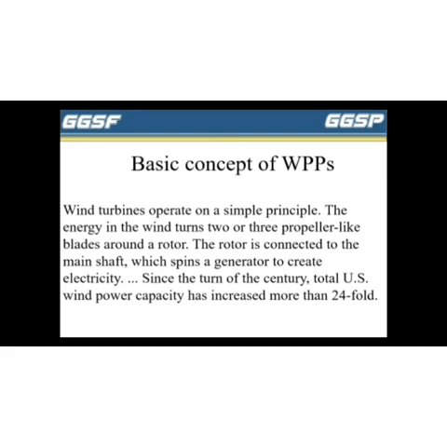Basic concept of wind power plants. Wind turbines operate on a simple principle. The energy in the wind turns two or three propeller-like blades around a rotor. The rotor is connected to the main shaft, which spins a generator to create electricity. Since the turn of the century, total US wind power capacity has increased more than 24 times.